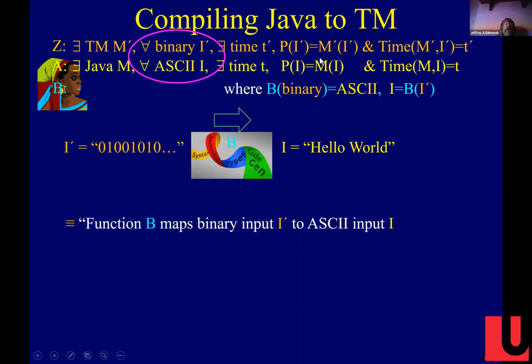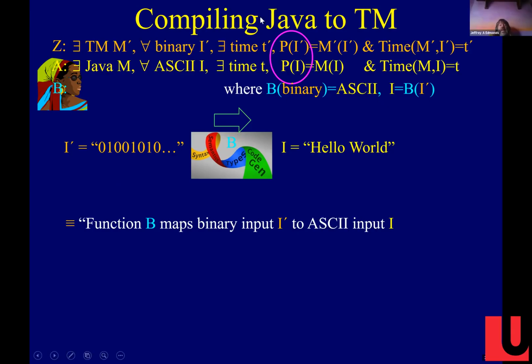So what does B do? It takes as input the I prime, and it outputs an I, right? And they're color coordinated to help us remember where they're coming from. ASCII and I come from this yellow sentence A, while binary and I prime come from the sentence about Turing machines. And B comes from our blue sentence, right? So everything's color coordinated, so we know where it comes from.